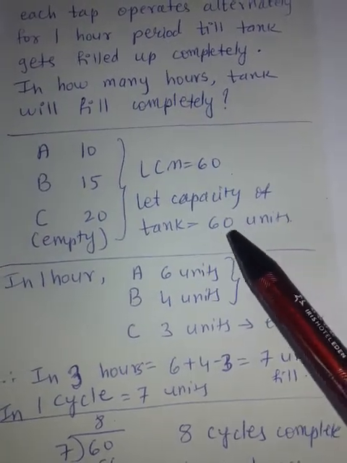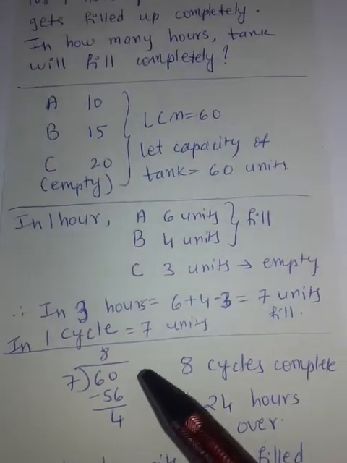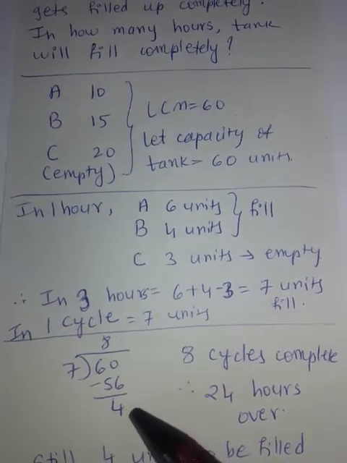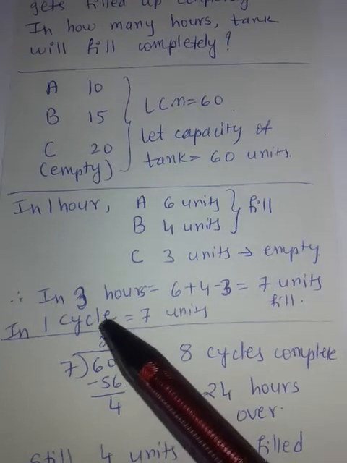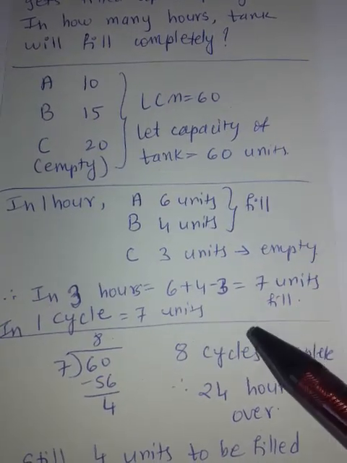How many units we need to fill? We need to fill 60 units. So what I'll do? 60 I will divide by 7. 7 8s are 56. 4 will remain. So 8 cycles will operate for completing this 60 units.